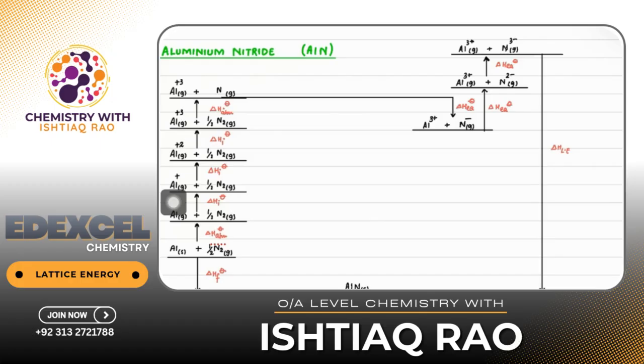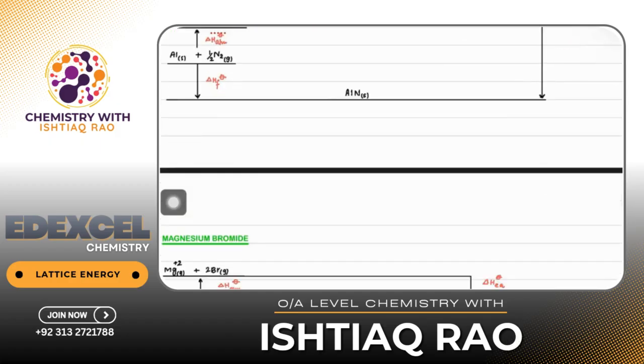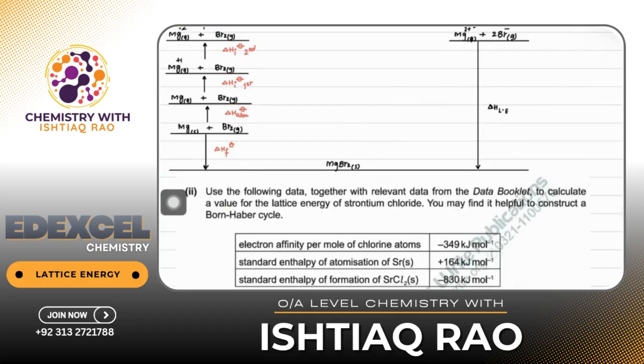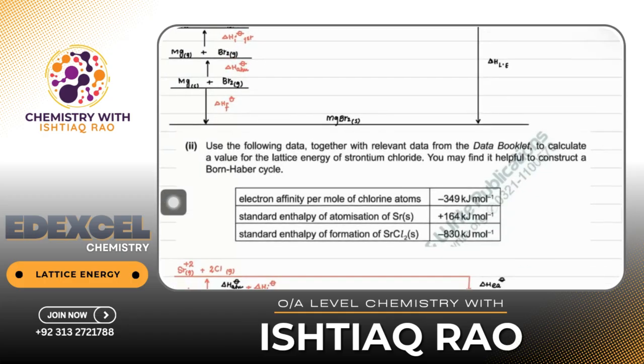So the rest of the things, the values would be given to you. Like in this question: use the following data together with the relevant data from the data booklet to calculate a value for the lattice energy of strontium chloride. You may find it helpful to construct a Born-Haber cycle. Some values are given to you and some are not. The unknown values you can see from the data booklet.